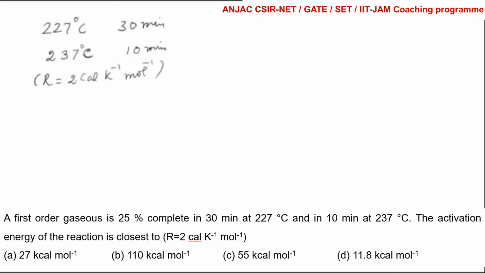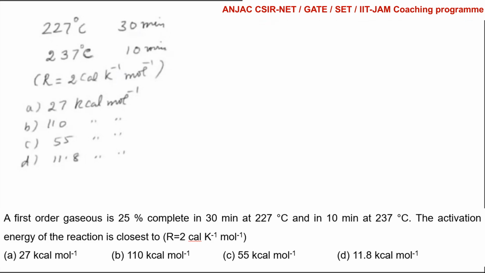Option A, 27 kilocalorie per mole. Option B, 110 kilocalories per mole. Option C, 55 kilocalories per mole. Option D, 11.8 kilocalories per mole. Here, what is the equation to be used once again?